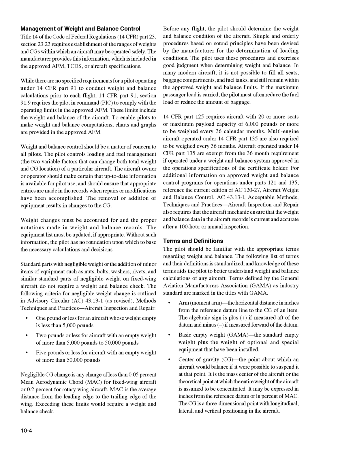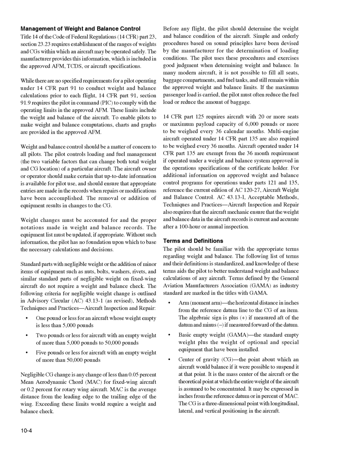Terms and definitions. The pilot should be familiar with the appropriate terms regarding weight and balance. The following list of terms and their definitions is standardized, and knowledge of these terms aids the pilot to better understand weight and balance calculations of any aircraft. Terms defined by the General Aviation Manufacturers Association (GAMA) as industry standard are marked in the titles with GAMA. Arm, moment arm: the horizontal distance in inches from the reference datum line to the CG of an item. The algebraic sign is plus if measured aft of the datum, and minus if measured forward of the datum. Basic empty weight, GAMA: the standard empty weight plus the weight of optional and special equipment that have been installed.